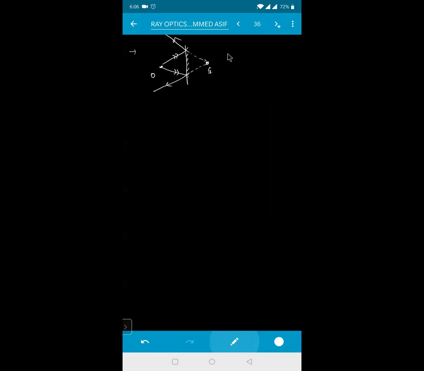So what is O here, beta? So this is your real object. O is your real object. Image is formed on the other side. So image will be what type of image? If it is forming on the other side, that is known as a virtual image.